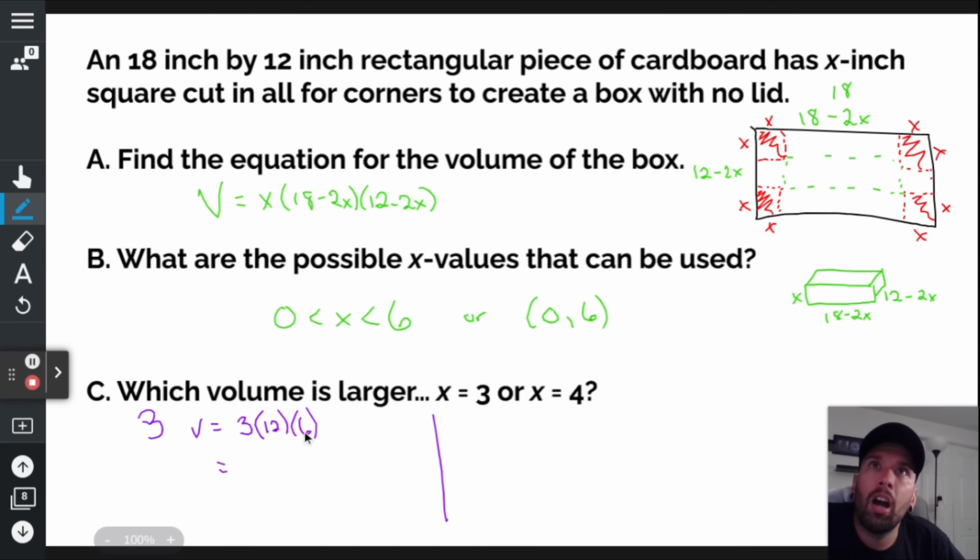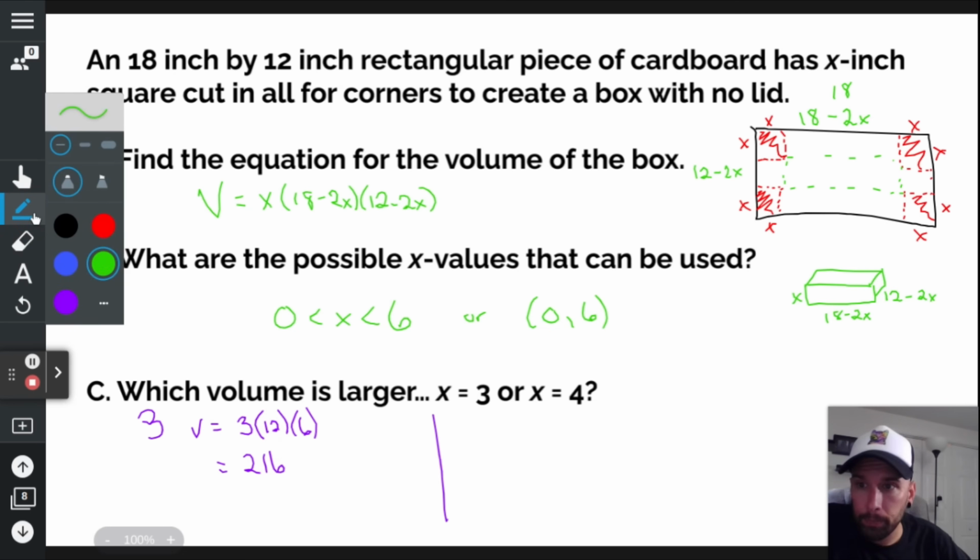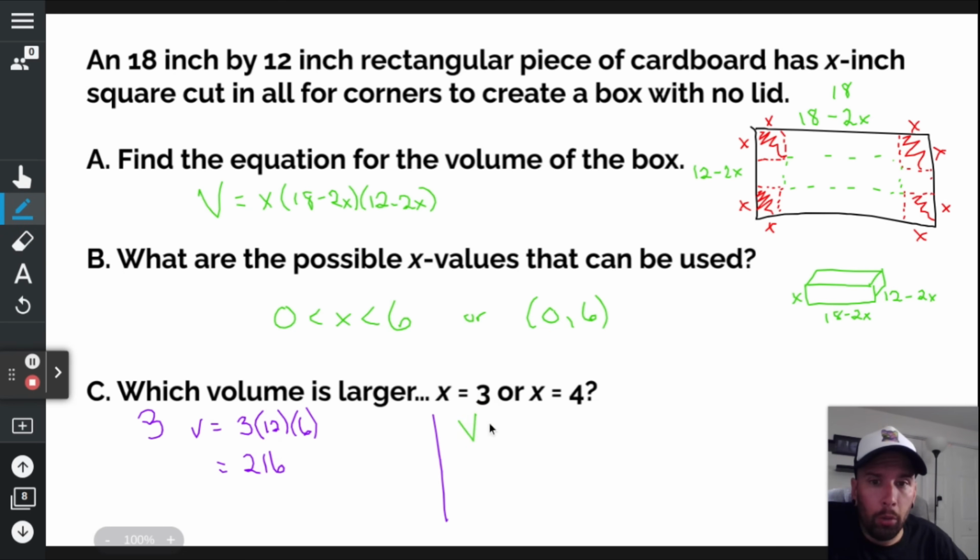So 18 times 12, it's 216. That's when x was 3. What about if x is 4? Okay, well, the volume is going to be x, 18 minus 8, 12 minus 8. 4 times 10 is 40, times 4 is 160. So which is larger when x is 3?